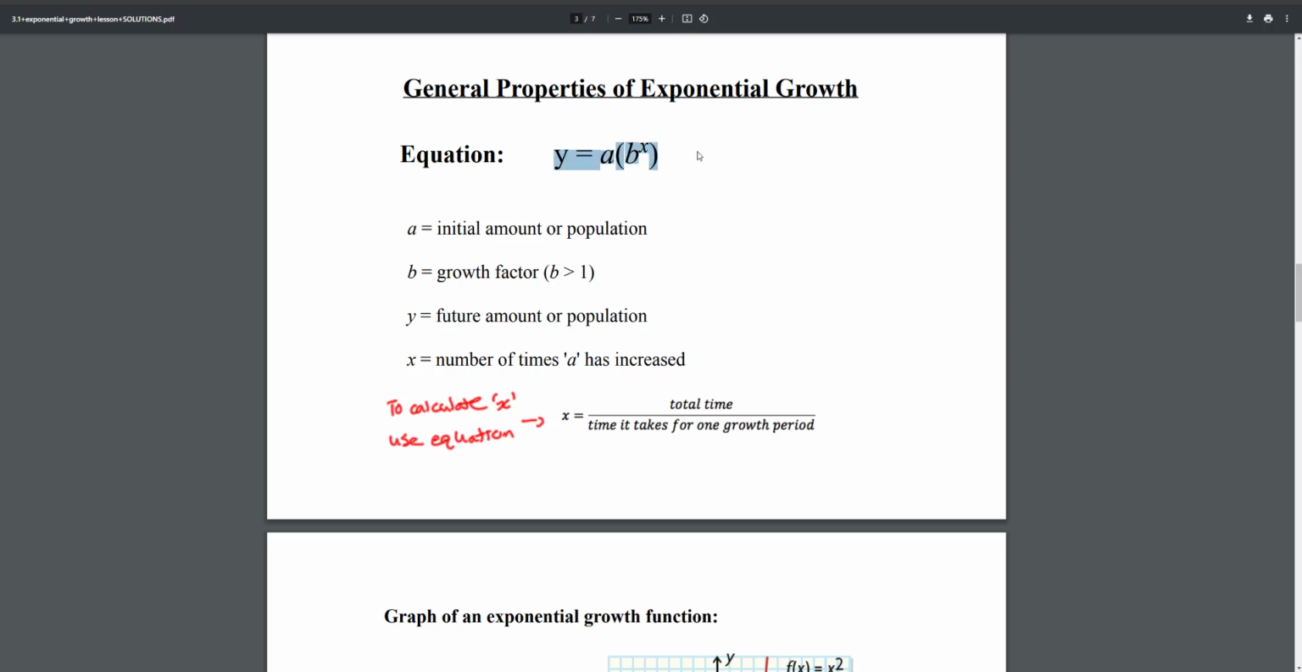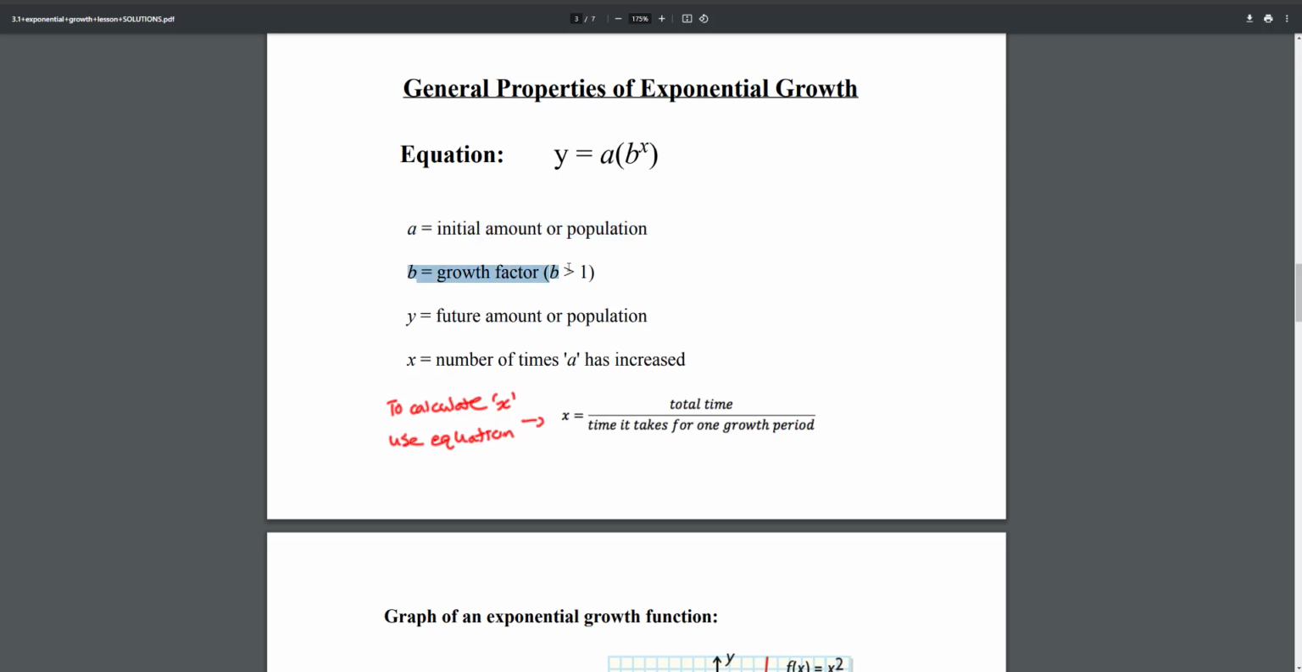The equation is y equals a times b to the power of x. That's your generic equation, and you need to define what a, b, x, and y are. So a is your initial amount or population. The initial value is a.